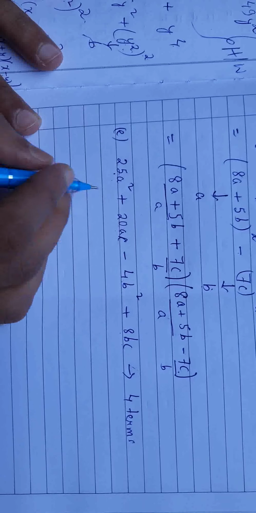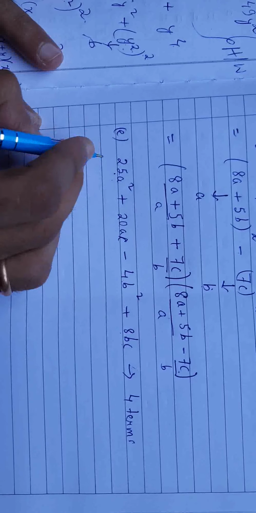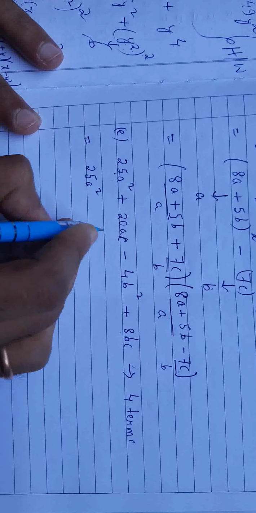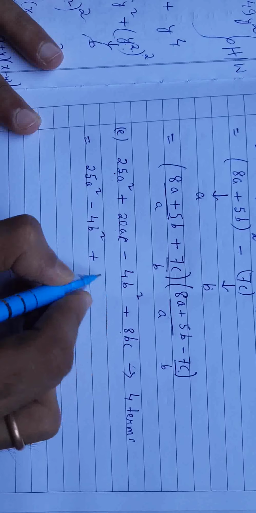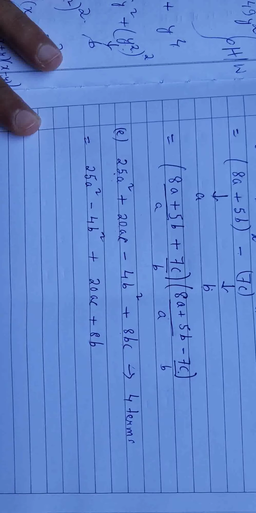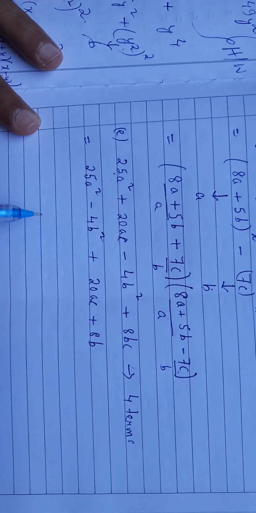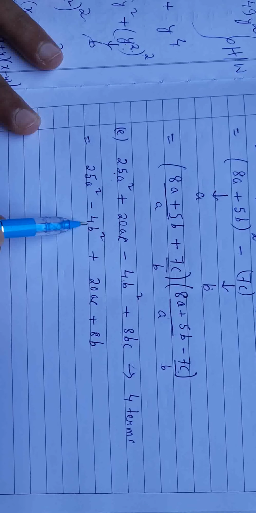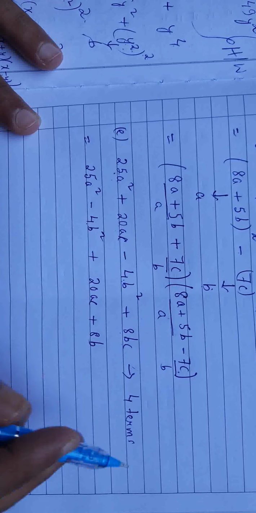So what we can do here, we can rearrange the above expression in this form: 25a square minus 4b square plus 20ac plus 8bc. So the above question can be arranged in this form also. It remains same. The third term we have put into the second place, and the second term we have put into the third place. Our original expression will remain same.